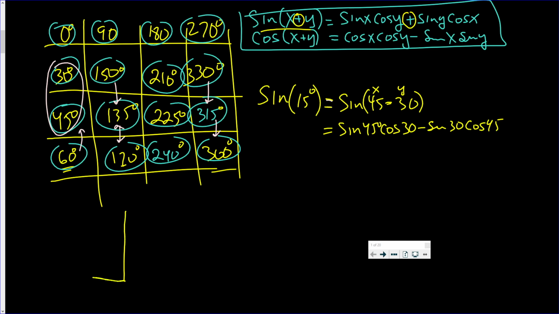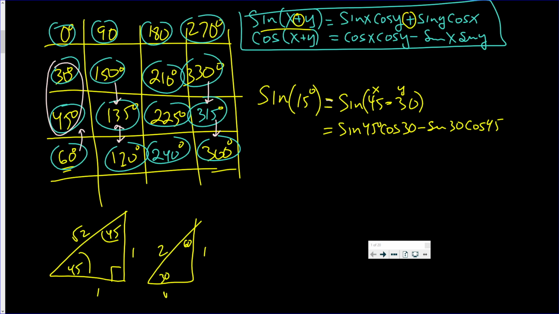Now, we know the trig functions for a 45, 45, 90 right triangle. The sides of the triangle are 1, 1, square root of 2. For 30, 60, they're 1, 2, square root of 3. The sine of 45, well, let's use this angle. It's 1 over square root of 2. The cosine of 30, it's the square root of 3 over 2.